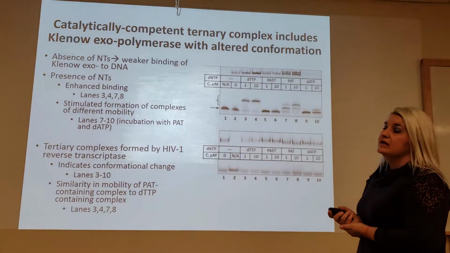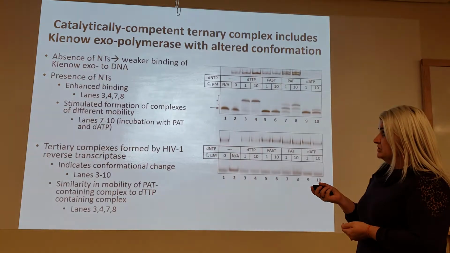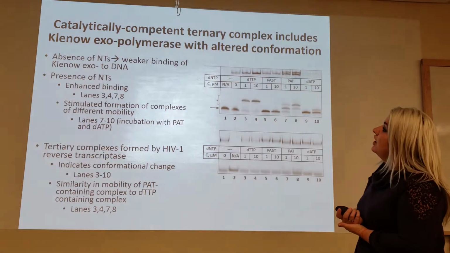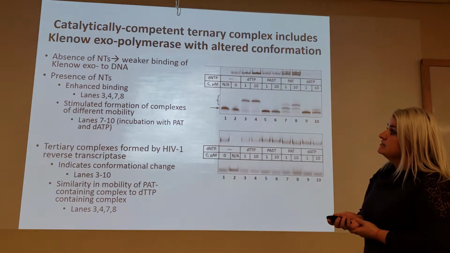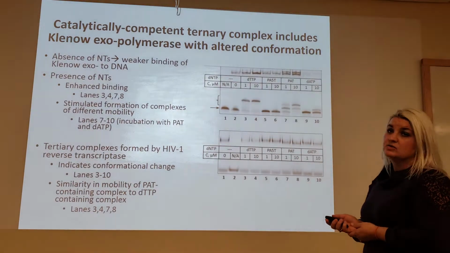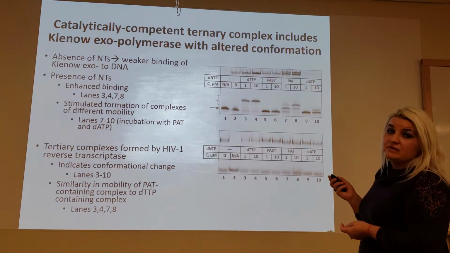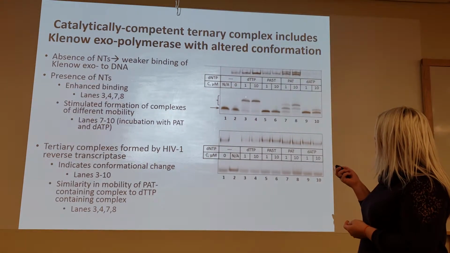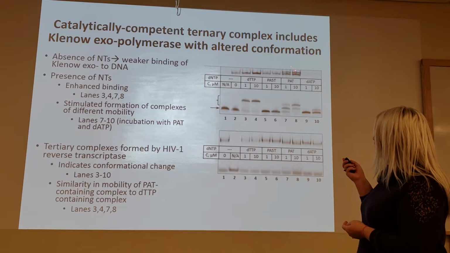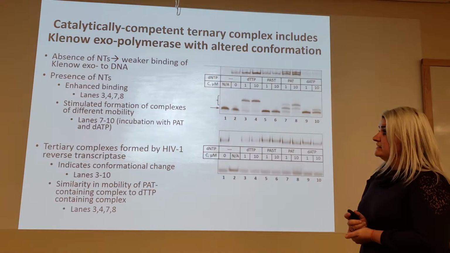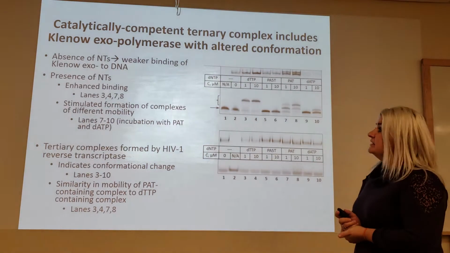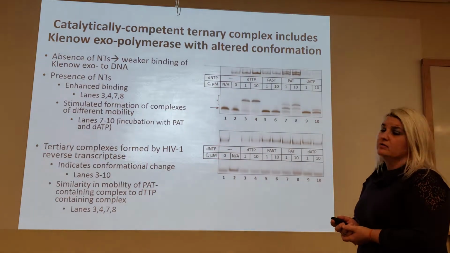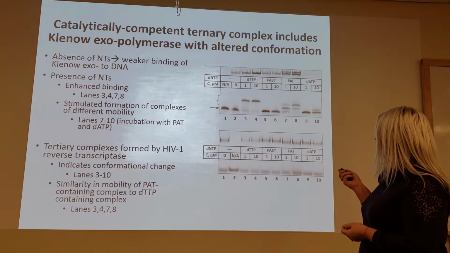So what they did is, by using the native PAGE assay I mentioned before, they then found the results of, in the absence of nucleotides, there was a weaker binding of the Klenow exo to the DNA. And then in the presence of nucleotides, which are in lanes 3, 4, 7, and 8, which we'll see here, there are darker bands, and this shows enhanced binding. Also, the stimulated formation of complexes of different mobility, and those can be found in lanes 7 through 10, right here.